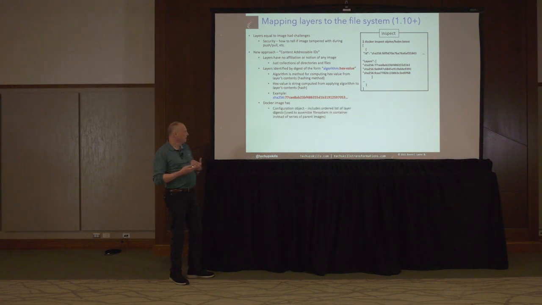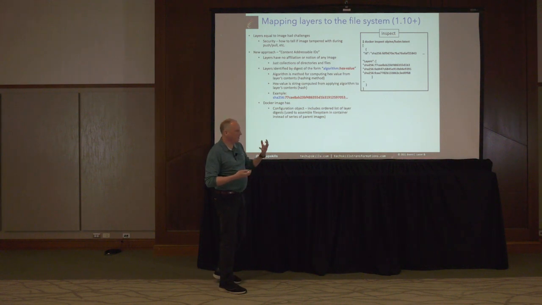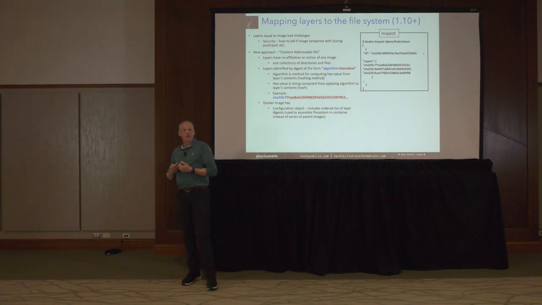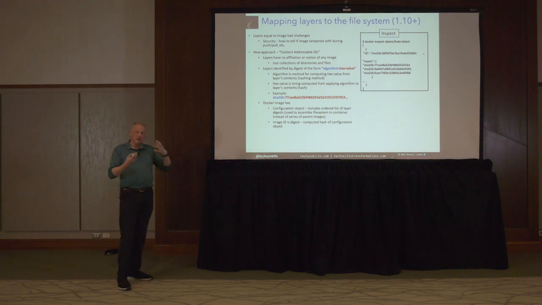So this is a way to help identify things, and help make sure that things haven't been tampered with. But the Docker image itself has a configuration object, which is that list of layers together. They're stored in the operating system, and it uses an image ID. So the entire image is based off of a checksum from that configuration object inside of it.